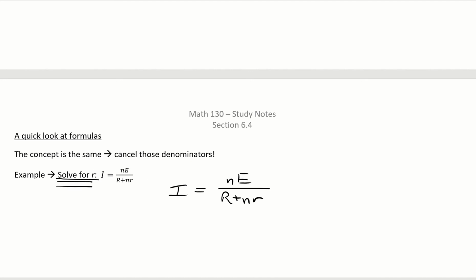Solve for R. At some point we're going to say R is, but I don't see any number at all, right? I treat all the letters as if they were numbers. These are actually easier problems. It's just the moves that you have to make.